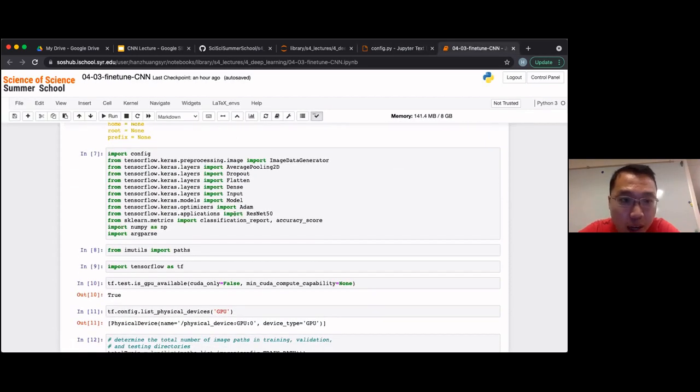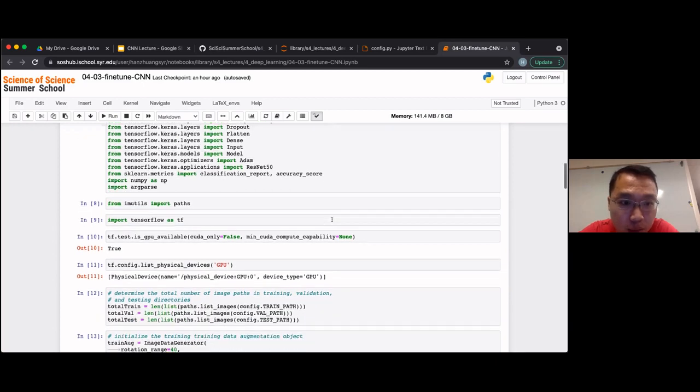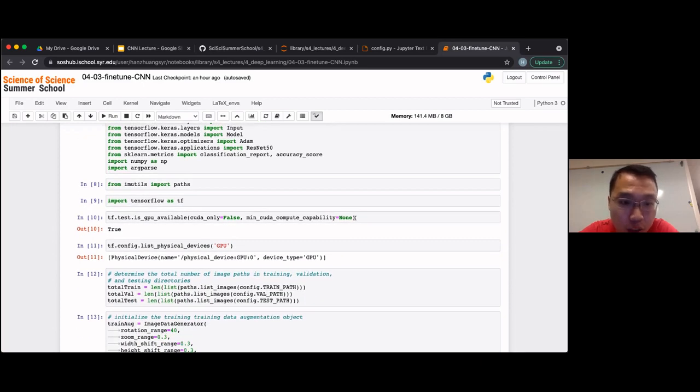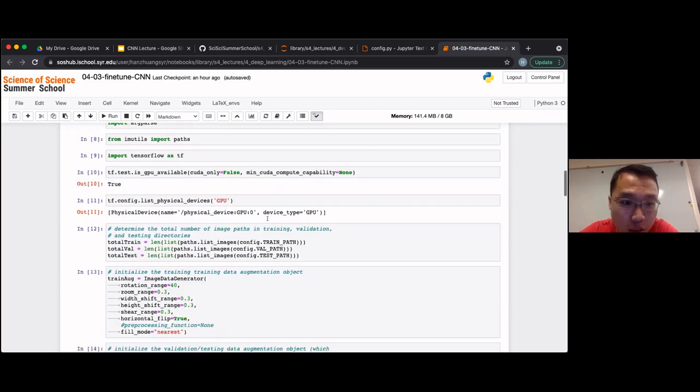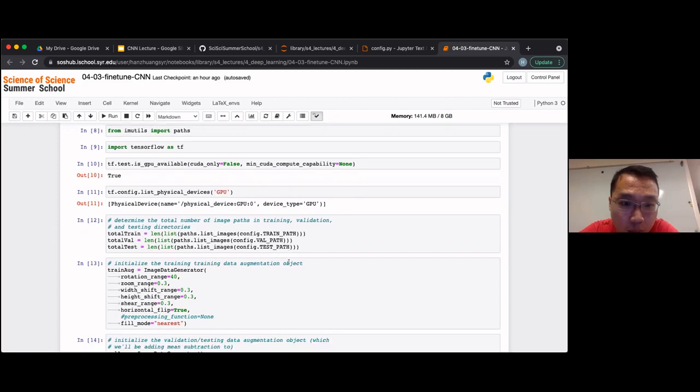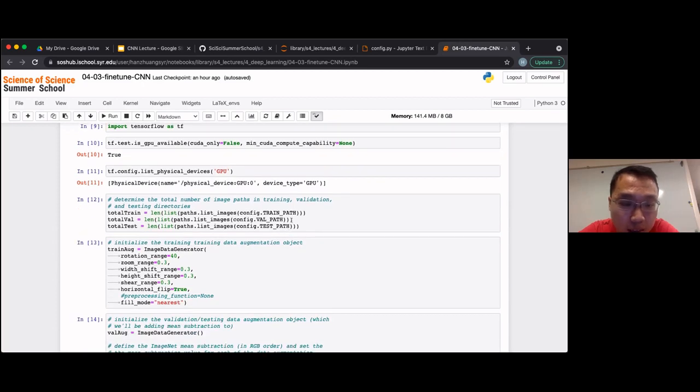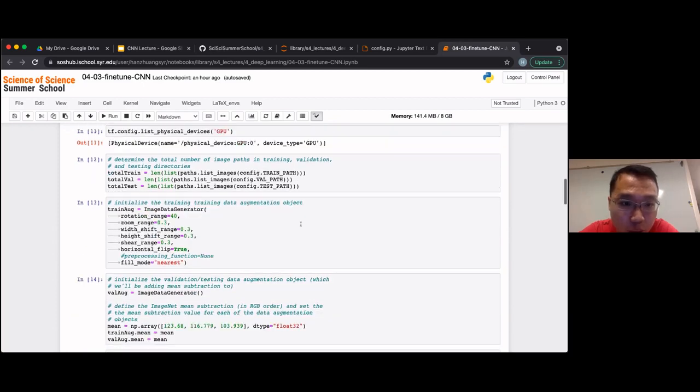So let me continue back here. We need to import some necessary functions and packages first, and here I use GPU because GPU is faster. I'm checking whether it is using GPU or CPU, and here I check how many images I have.